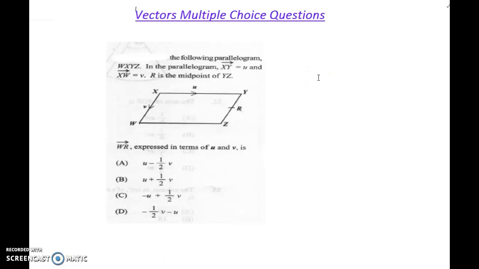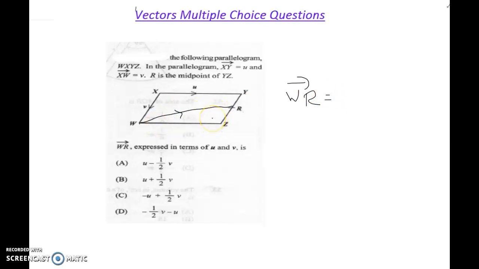So now let's look at what we want to find. We have a parallelogram WXYZ, vector XY is u, and vector XW is v. R is the midpoint of YZ. We want to find WR. So for WR, I'm going to try and draw a straight line from W to R. All right, close enough.